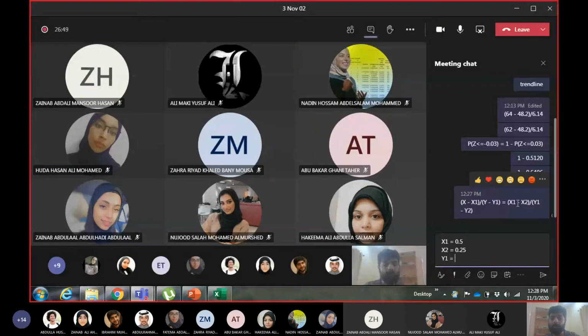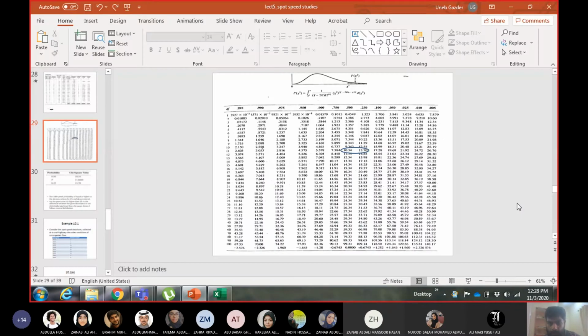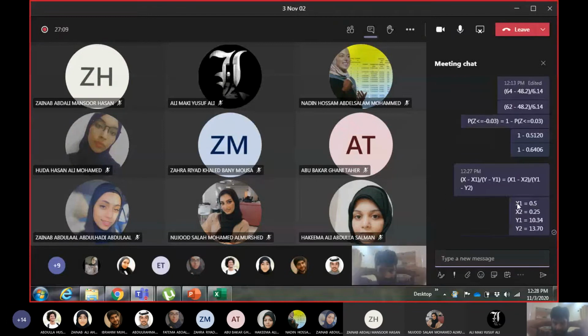So y1 equals 10.34, and y2 equals 13.7. Okay, can you calculate the x value? How much is the x value?